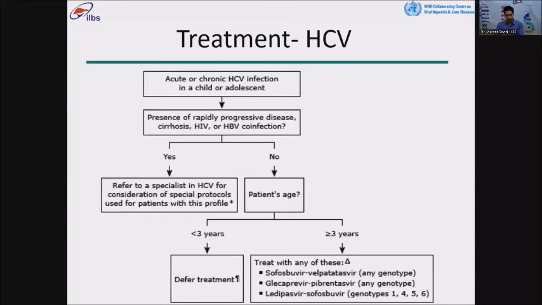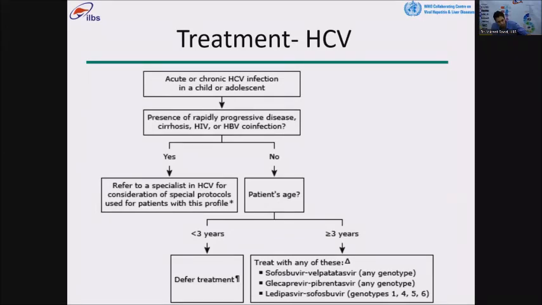Now, for children more than 3 years of age, previously we used to give PEG interferon injections for 24 weeks or 48 weeks, weekly, even daily injections. They used to be painful, they had lots of side effects, and even the efficacy was low. But for the last 5 years or so, new drugs have come up. Hepatitis C treatment has changed tremendously for children and adults. Now, permanent cure is available for hepatitis C. More than 99 to 100% success is now being seen in adults and children.